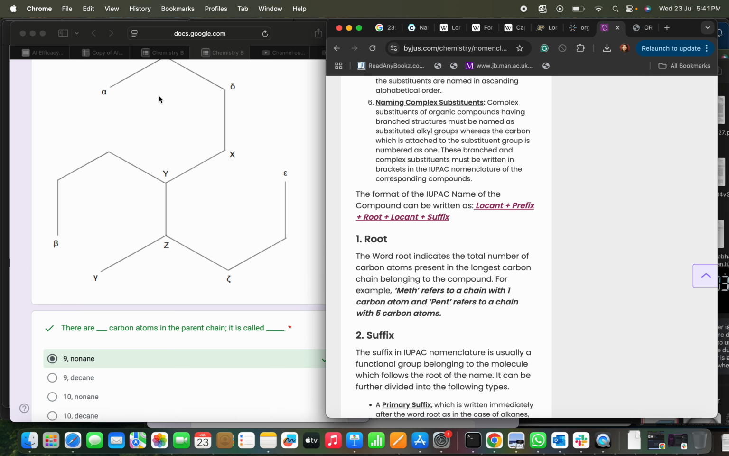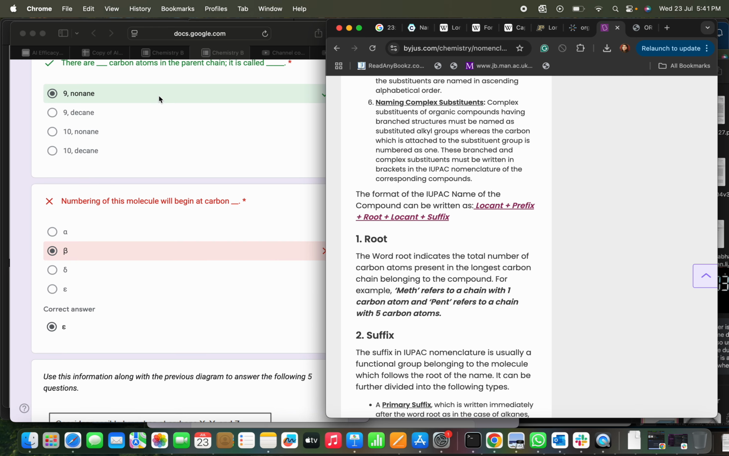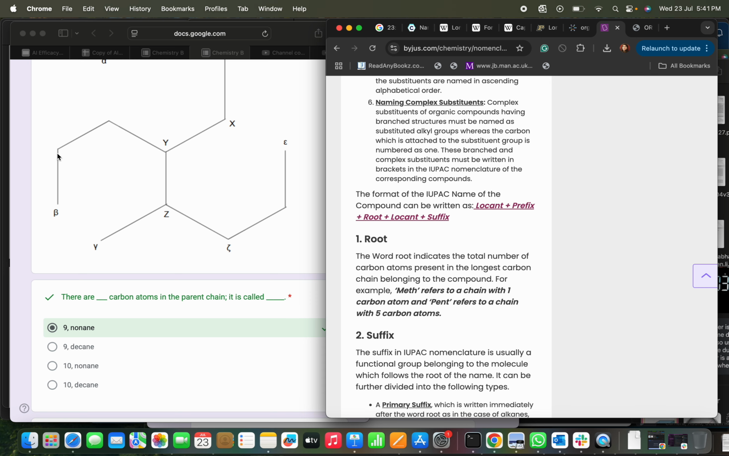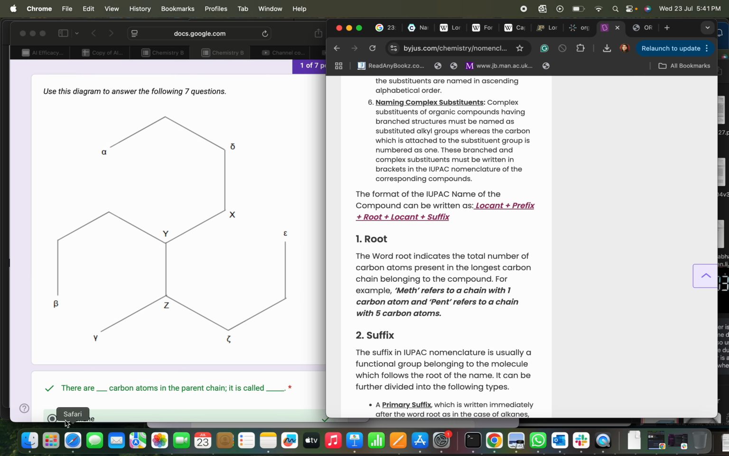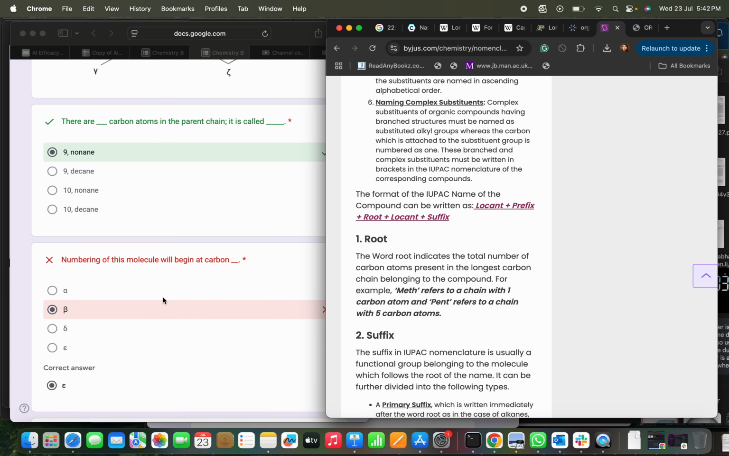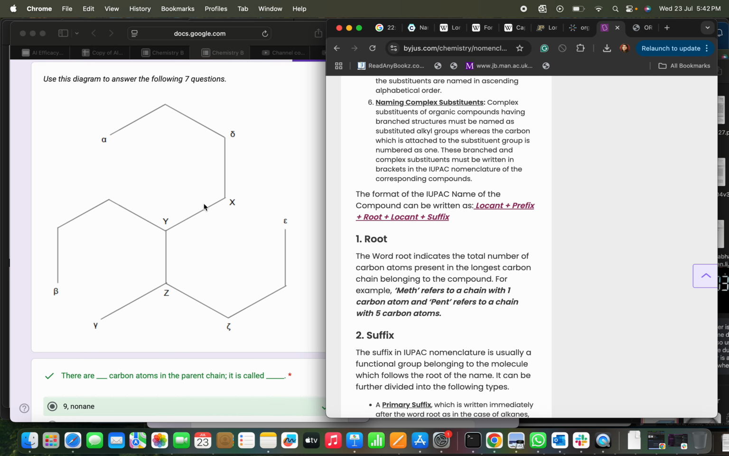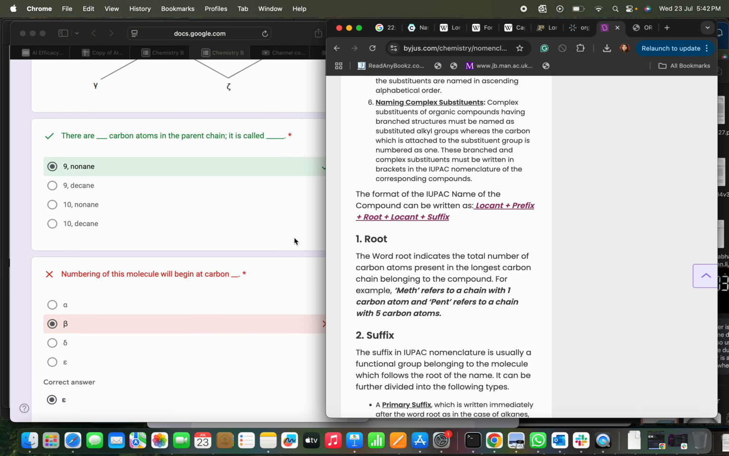Now if I start from alpha, or let's start with beta, which I chose: 1 2 3 4 5 6. Okay, what about 1 2 3 4 5 6 7 8? So no, beta is no. Alpha, let's go with alpha. 1 2 3 4 5 6 7 8 9. Why not alpha?